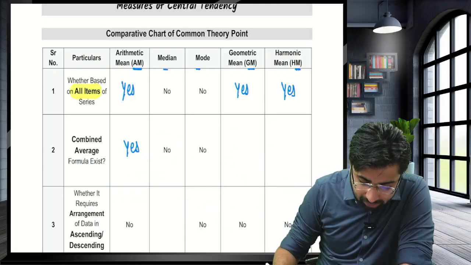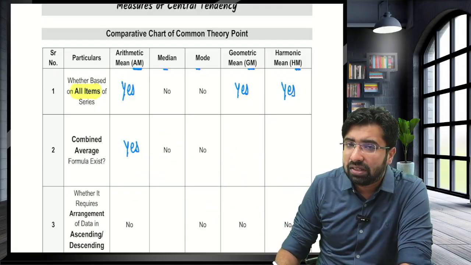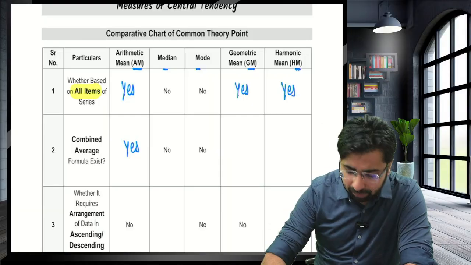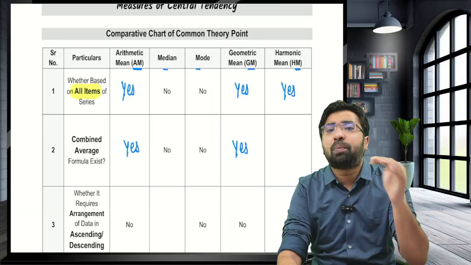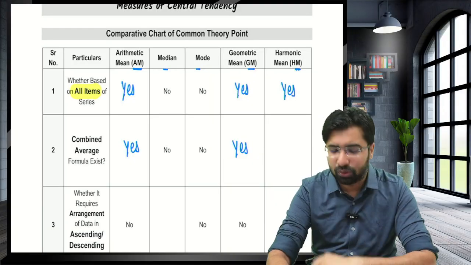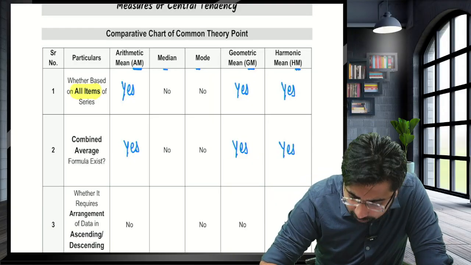Okay. Now, guys, combined GM exists? Yes, we don't study this in our syllabus, but yes, the formula exists. Guys, for HM, yes: (n1 plus n2) upon (n1 upon h1 plus n2 upon h2). Yes, sir, we have covered. Yes, combined average formula exists.